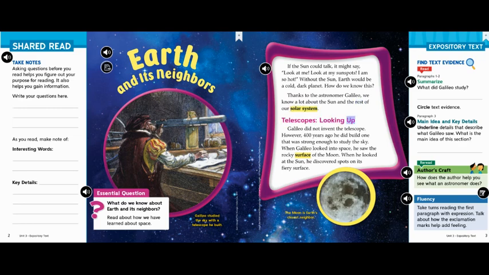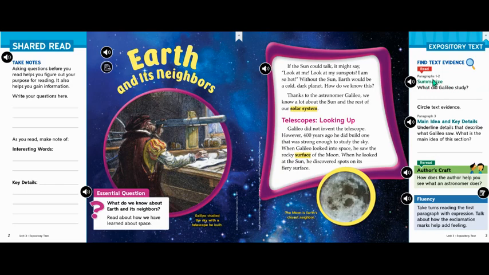Telescopes, looking up. Galileo did not invent the telescope. However, 400 years ago, he did build one that was strong enough to study the sky. When Galileo looked into space, he saw the rocky surface of the moon. When he looked at the sun, he discovered spots on its fiery surface. The moon is Earth's closest neighbor. Galileo studied the sky with a telescope he built.